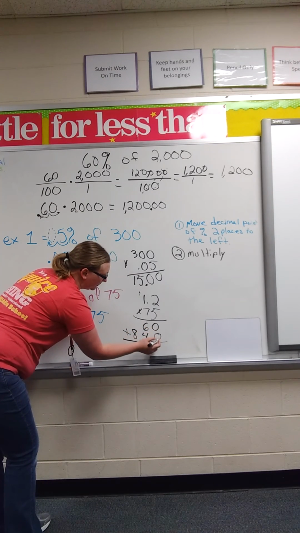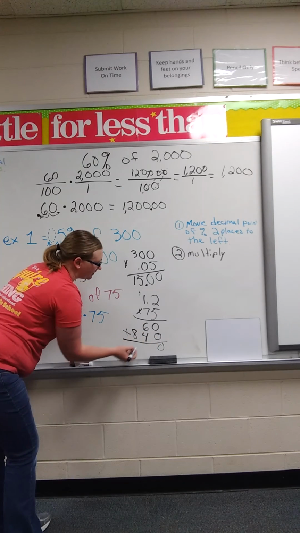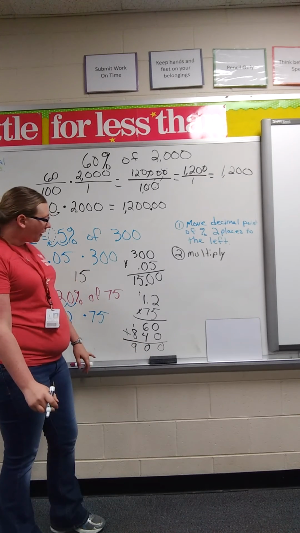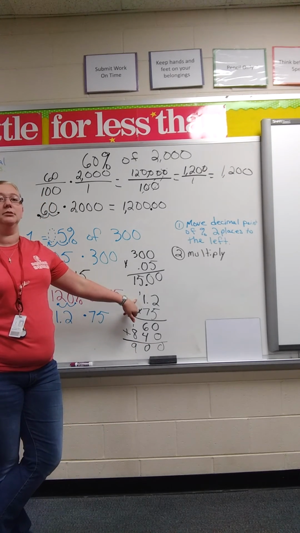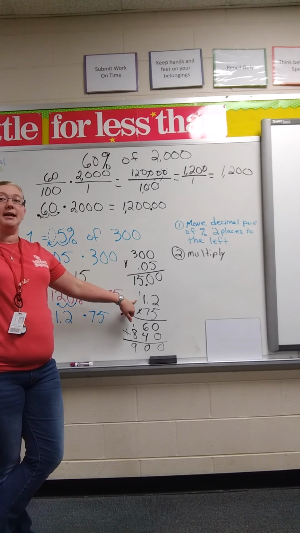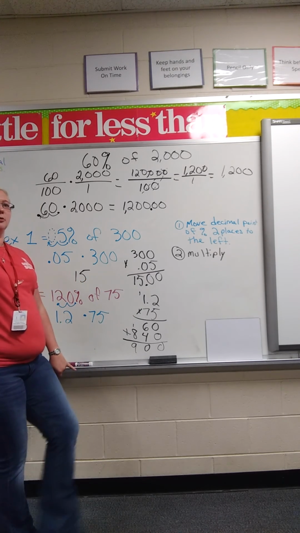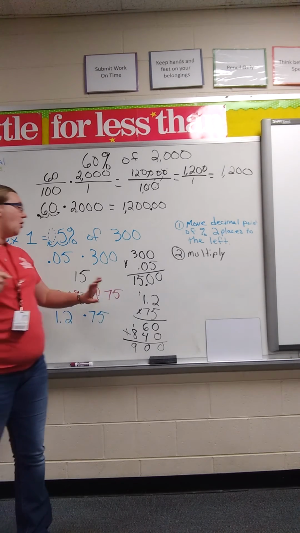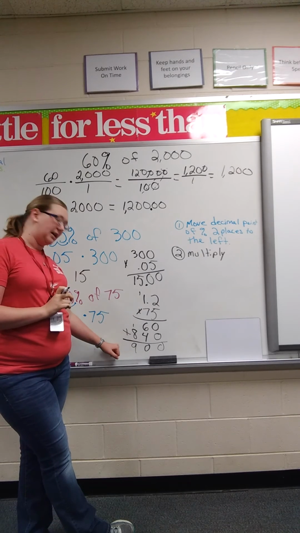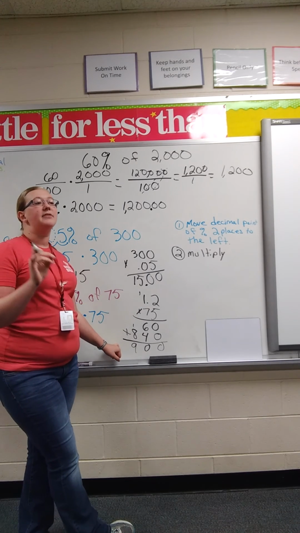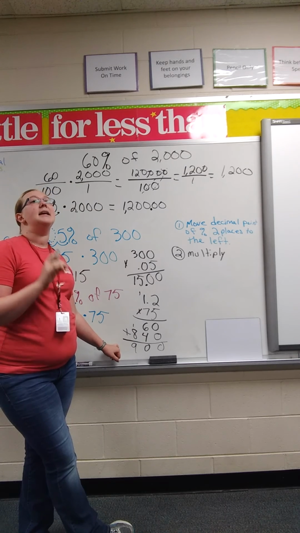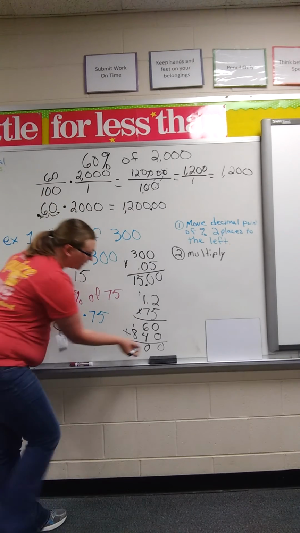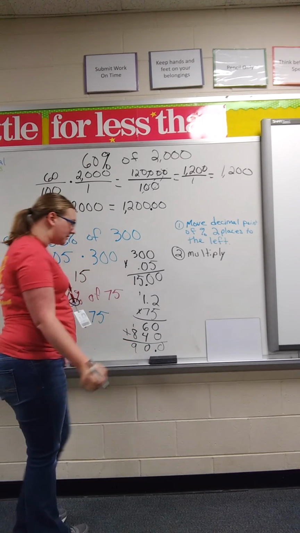I added up. 0 plus 0 is 0. 6 plus 4 is 10. Carry the 1. 8 plus 1 is 9. All right. How many decimal places are there in my problem? 1. How many do I need in my answer? 1. If I have 1 decimal place in my problem, I need 1 decimal place in my answer. The number of decimal places in my problem is equal to the number of decimal places in my answer. So here I have 1 decimal place.